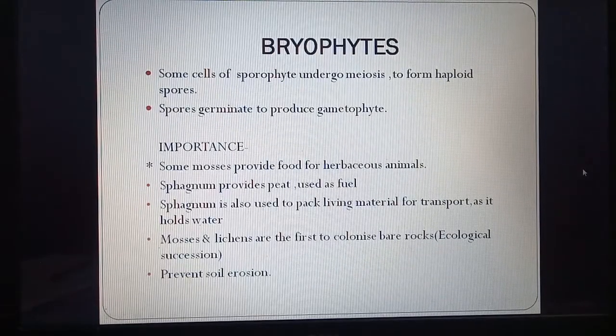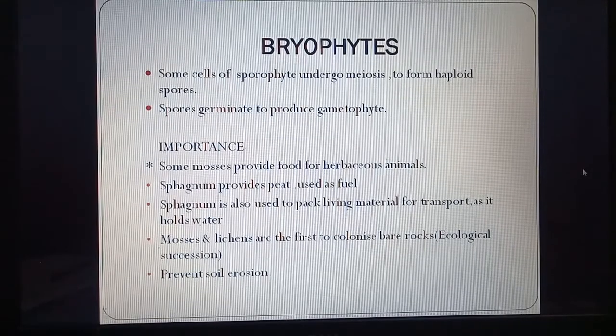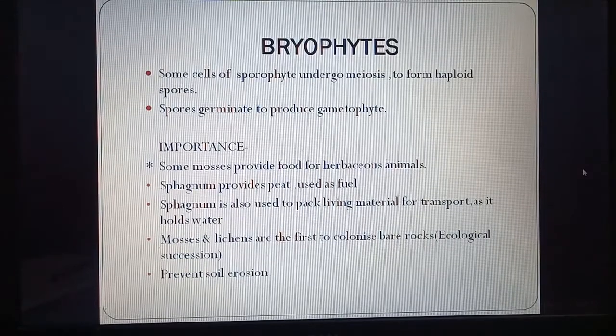Some cells of sporophyte undergo meiosis. So some cells of the sporophyte, at the next stage, undergo meiosis or reduction division and form haploid spores. So spores are produced. The spores germinate and produce gametophyte. So the next generation gametophyte is produced.